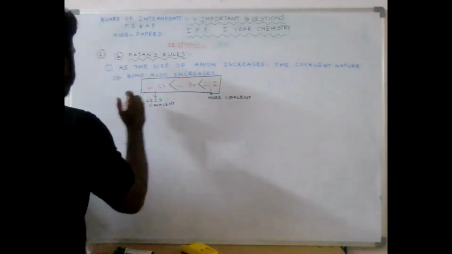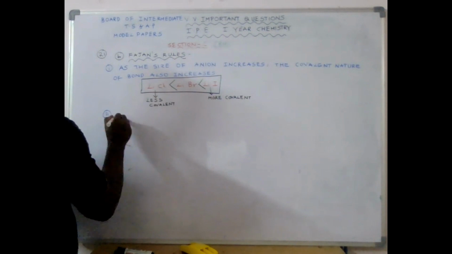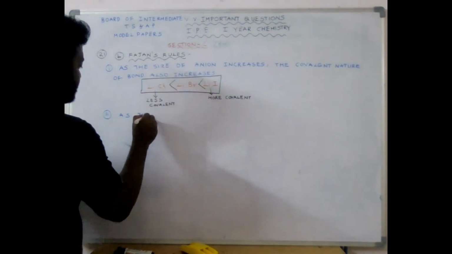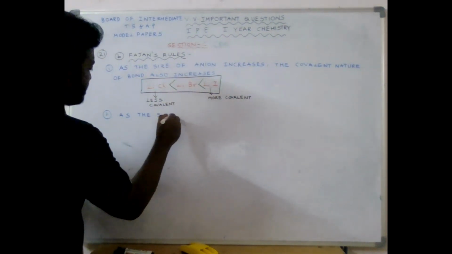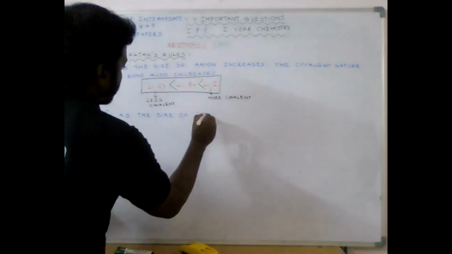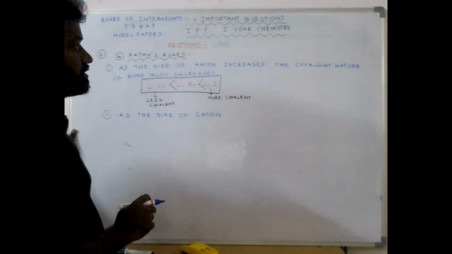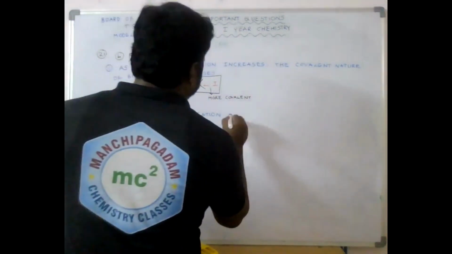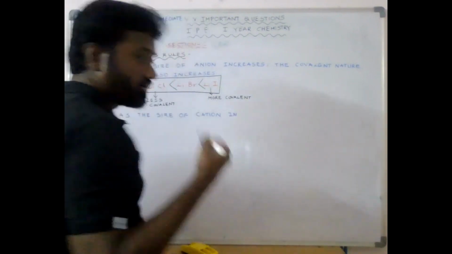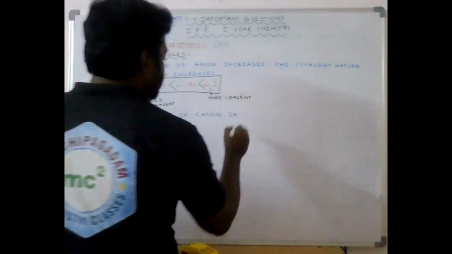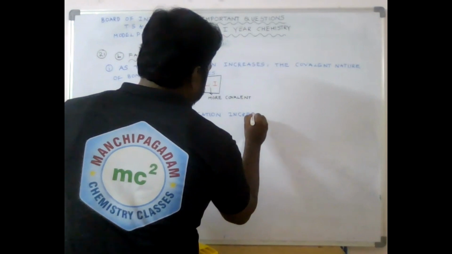The second rule is exactly opposite to this. As the size of the cation, in the place of anion you write cation, remaining the same. Don't write 'increases' again. As the size of the cation increases, don't change that, as it decreases. Cation increases.